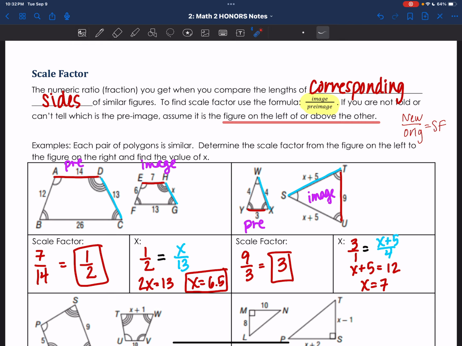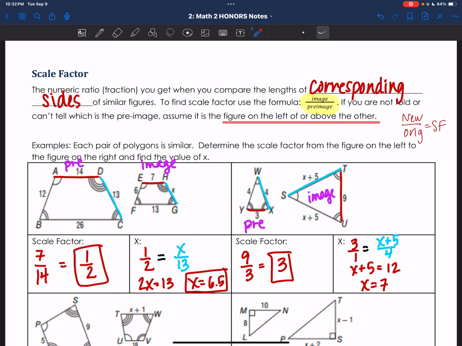So now let's find our missing side. I know for my pre-image it's 13, and for my image it's x, and then just cross multiply, and you get 2x equals 13, so x is 13/2 or 6.5. All right, now for this one, again, your left is your pre-image and this is your image. So you're going to start and go that way, start and go that way, if it doesn't say.